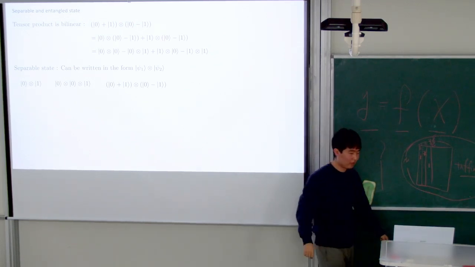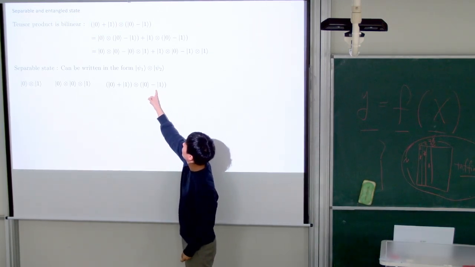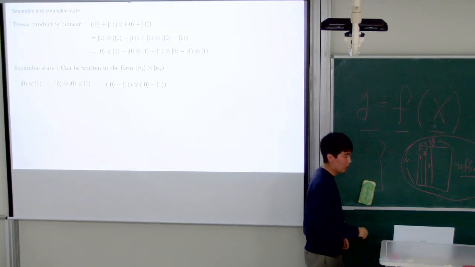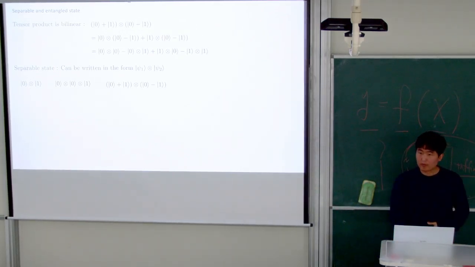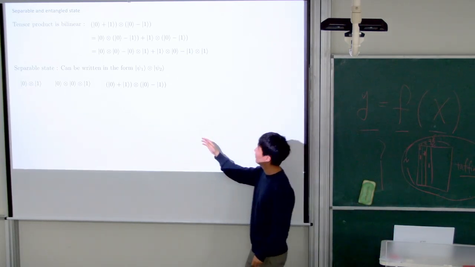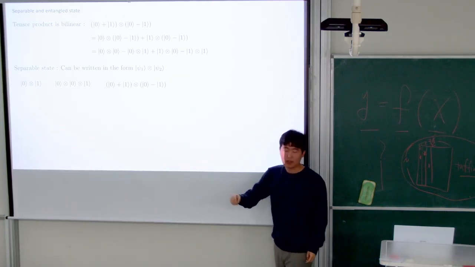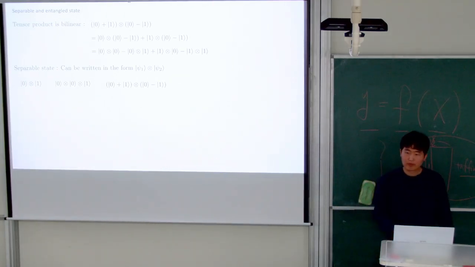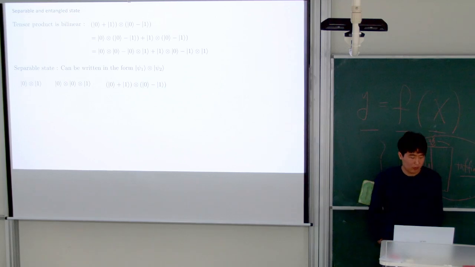Of course, this is not a qubit because we don't have the coefficient condition. It's not in the circle. The length is not one. I'm just explaining this for tensor product.